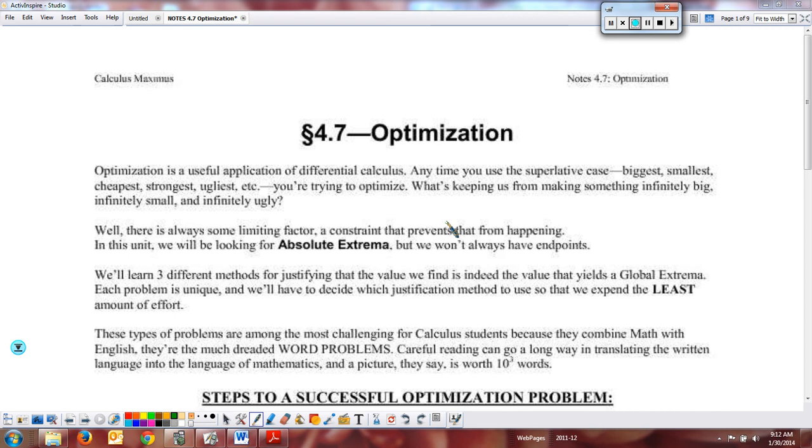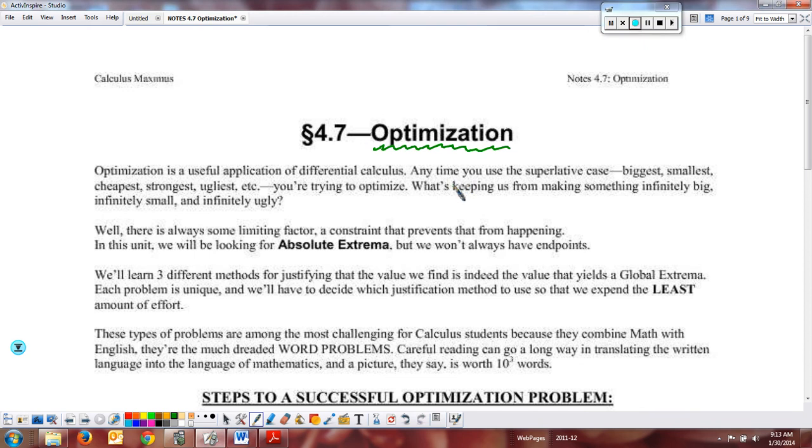In most real-world application problems, we are actually looking for the biggest and the smallest, cheapest, strongest, ugliest. That's kind of funny, but the idea is you're always trying to find the lowest cost or the largest profit or the minimum amount of work. So there are a lot of problems where you are looking for your extrema, and we call that concept, this idea that in a real-world problem we're looking for a max or a min, an optimization problem.